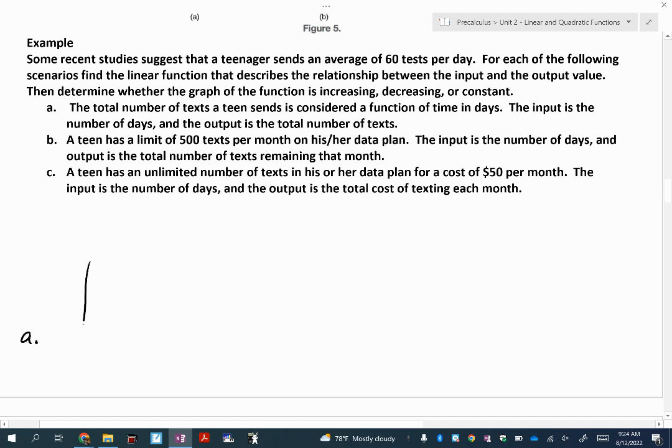For letter A, the total number of texts a teen sends is considered a function of time in days. So we've got total texts and then days. As the number of days increases, I would expect the total number of texts to also increase because we're just accumulating. I'm not sure what the y-intercept would be, but it would definitely have a positive slope.